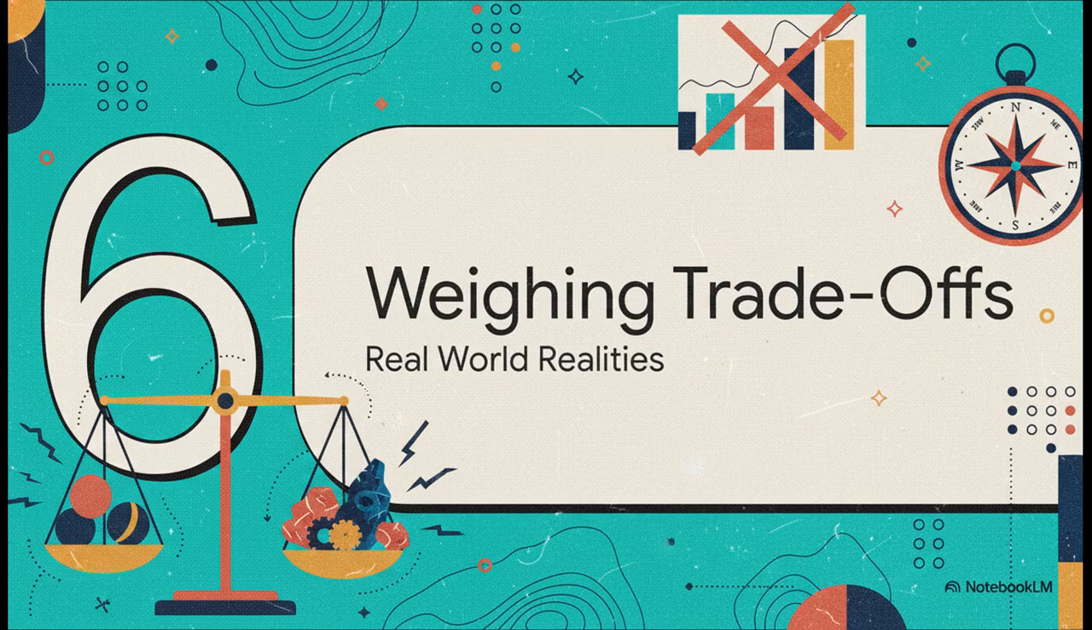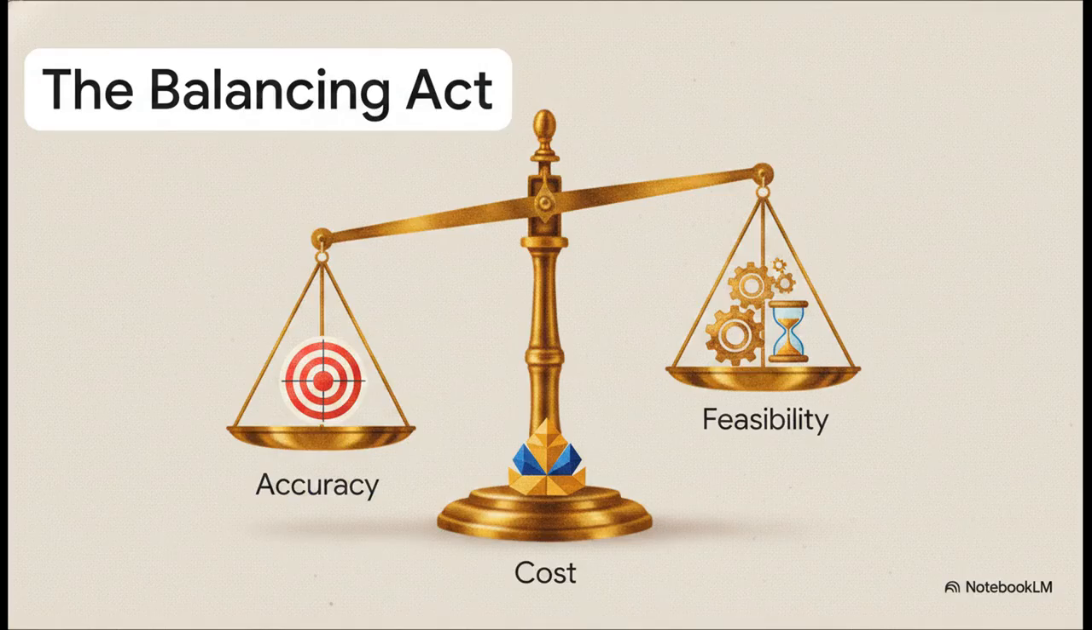And finally, Section 6, weighing the trade-offs. So, the crucial point here is that understanding all these methods brings us face-to-face with the fundamental reality of research. It is a constant strategic balancing act between accuracy, cost, and feasibility. Now, in an academic textbook, sure, a researcher would always choose a perfectly stratified probability sample. But in practice, the real-world context dictates the method.